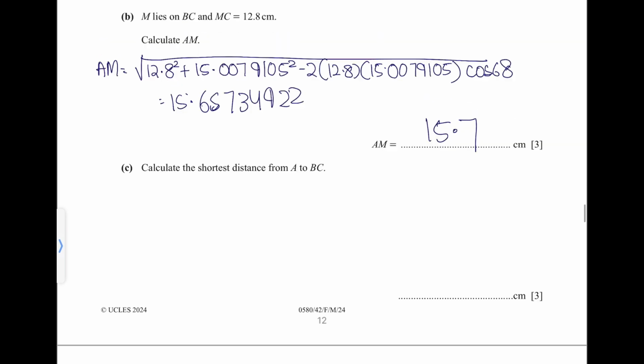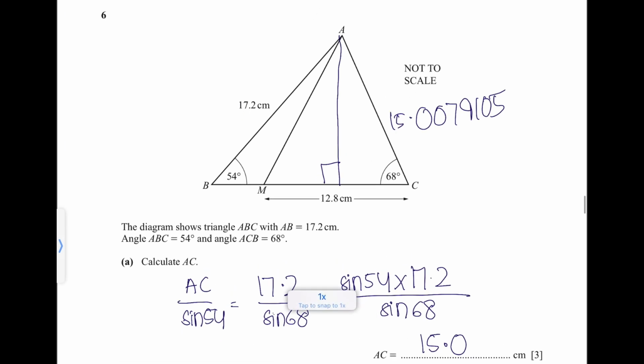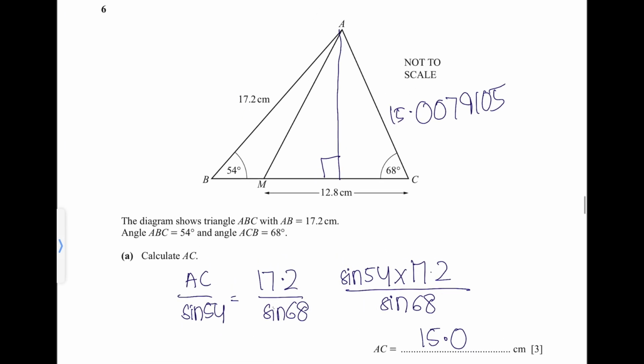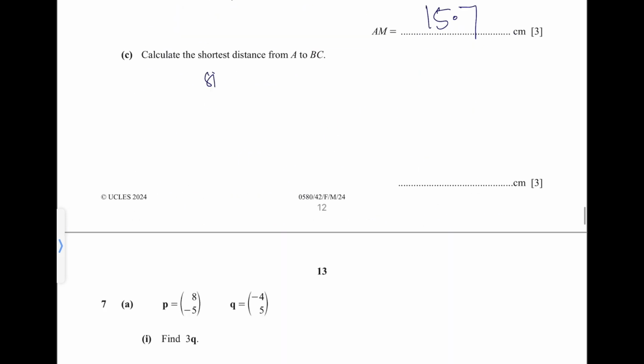15.7. Calculate the shortest distance from A to BC. Now this question is frequently asked. When I calculate shortest distance, just remember this is a right-angled triangle. So you can use opposite over adjacent. No, opposite over hypotenuse, OH. So sine 54 is equal to opposite over 17.2. Sine 54 is equal to x over 17.2. X equals sine 54 into 17.2. That is equal to 13.9.